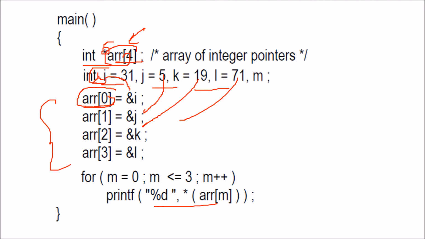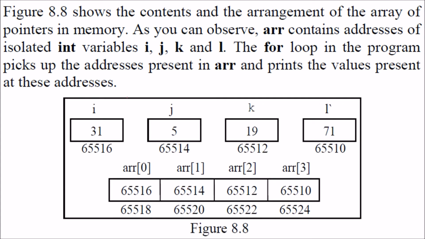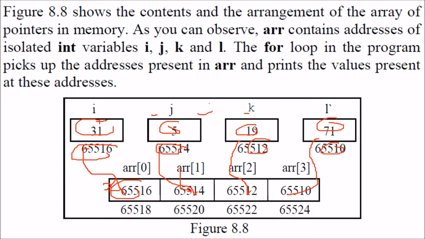If you want to print the addresses, print %u, otherwise say star value at these addresses, and all the values will be shown. So this is how it goes, because we are dealing with these values. They have their own address, and these addresses are being placed inside this array. See, these are placed. So when you print the value at this address, 31, 5, 19 and 71 will be printed, and this is essentially the array which is containing the addresses.